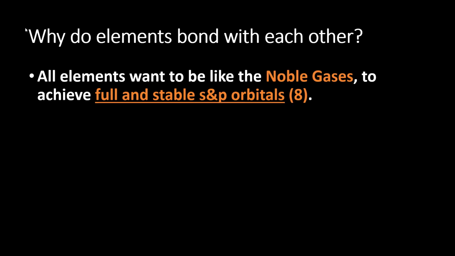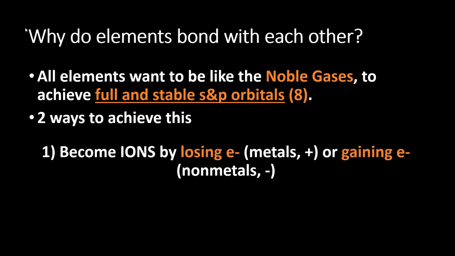This happens because of the Kardashian effect. Everything wants to be like a noble gas, and they want to achieve full and stable s and p orbitals. They want to have a total of 8 valence electrons, just like the noble gases. And you can achieve this by either losing electrons, metals tend to do this, which makes them positive, or gaining electrons. Nonmetals tend to do this, which makes them negative.